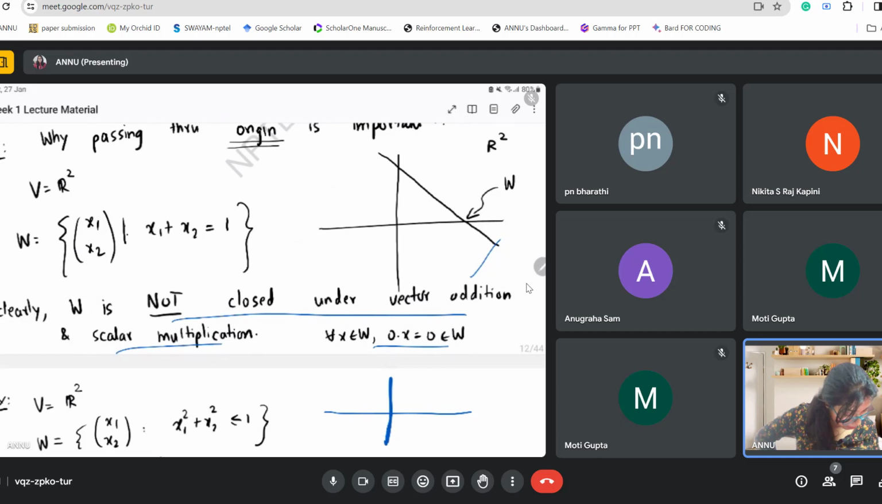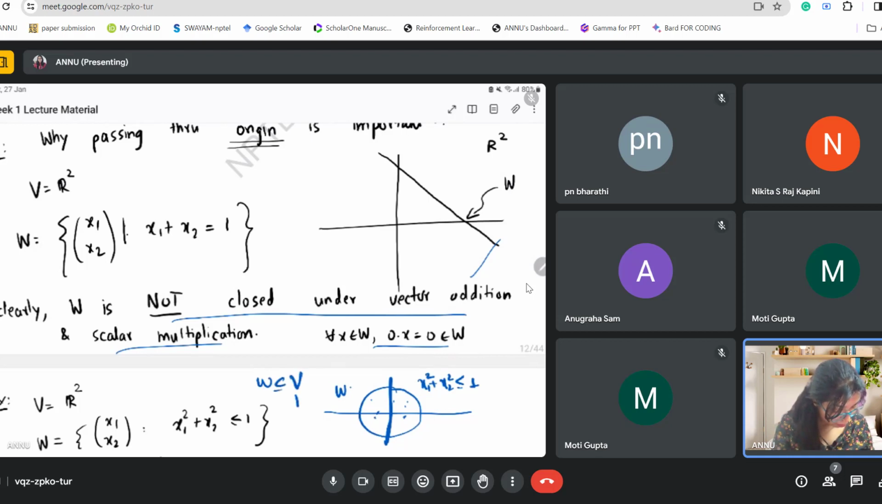What is this meaning? This is a circle. All these points are inside the circle, such that x1 square plus x2 square is less than 1. Whether it is a subspace or not? One thing I'm telling you: subset. For a subspace, if you define this as W, W should be a subset of the vector space.